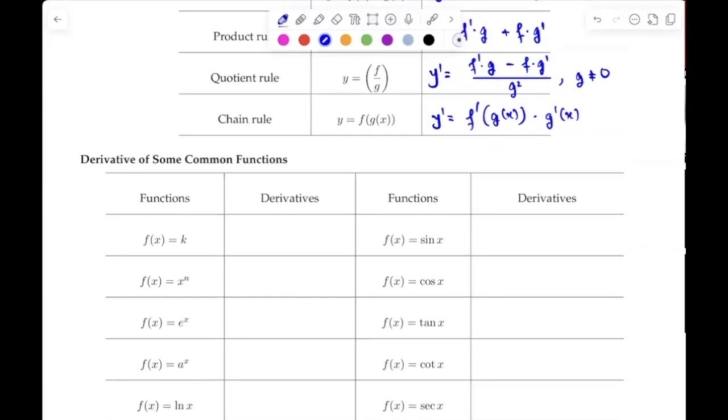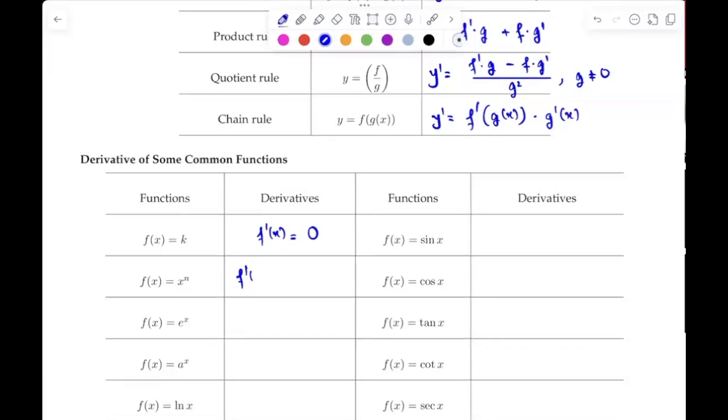But here are some derivatives of some common functions. The derivative of a constant is equal to 0. So f prime of any constant is 0. When we talk about derivative, again, the interpretation is: what is the slope of the tangent line? What is the instantaneous rate of change? What is the instantaneous velocity? For the constant function, you just have a horizontal line. When you have a horizontal line, the slope is always equal to 0, and therefore the derivative is always equal to 0.